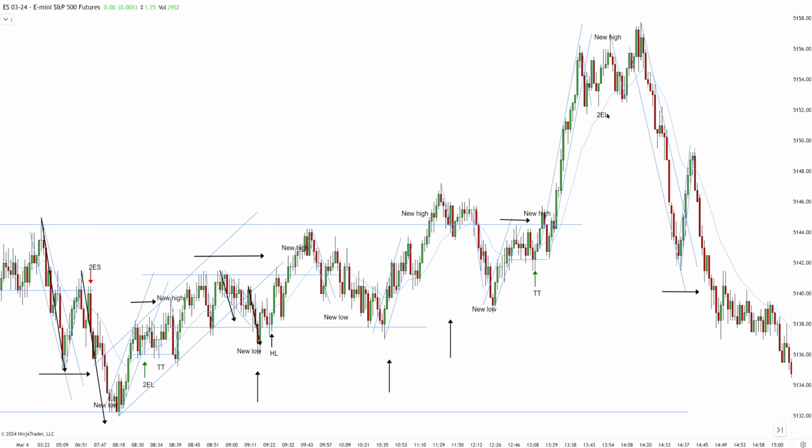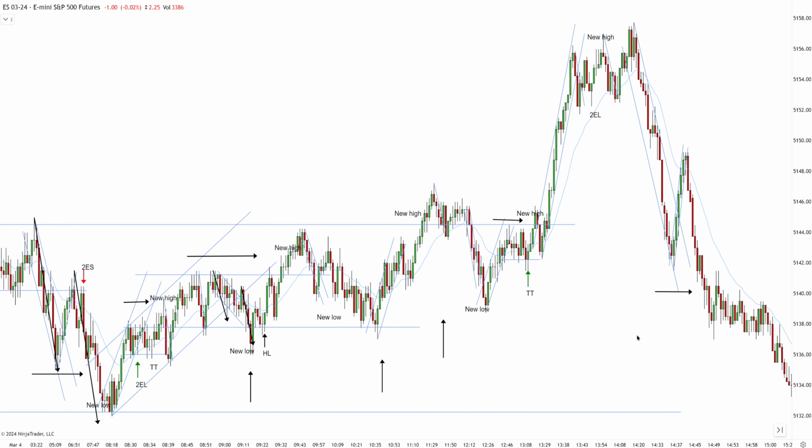This would have been a textbook second entry long at the EMA. Shame we didn't get a second entry short here. Bullish imbalance can lead to a break off the trend range and a brand new channel established. We took it all back basically to close the day, but you really want to make sure you're not gambling.